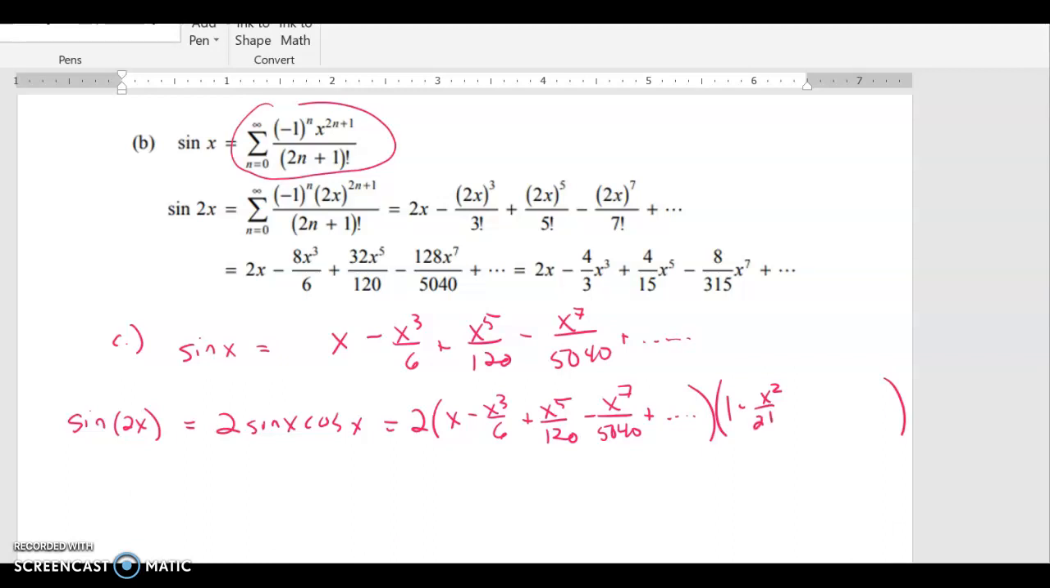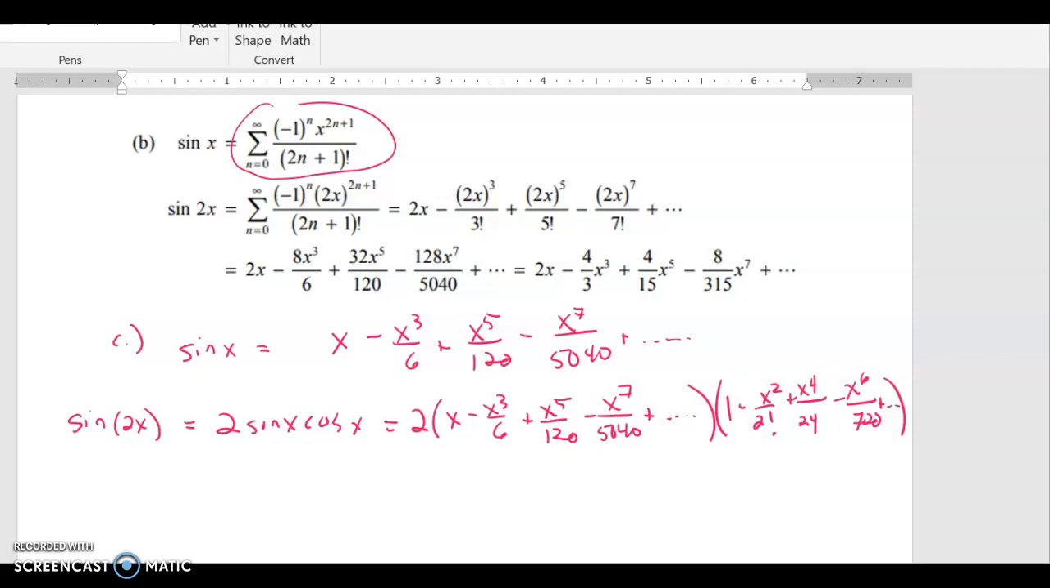Minus x squared over 2 factorial plus x to the 4th over, I'm going to go ahead and figure out what 4 factorial is. It's 4 times 3 times 2. And the reason why, I'll show you in a minute. 2 factorial is just 2. And then I'm going to figure out what 6 factorial is, and I'll show you why. And dot, dot, dot. Let's see if that's enough.